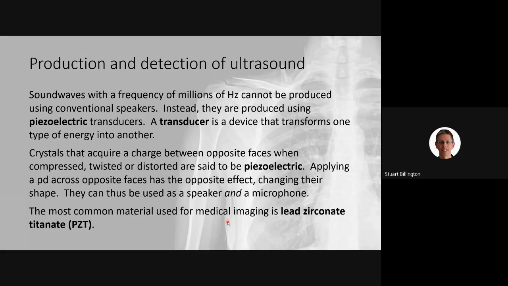You don't need to memorize the name of any of the materials that we use for this effect, but examiners may use this name with you. So lead zirconate titanate. Remember, lead has the chemical symbol Pb, so it's often abbreviated to PZT. You don't need to remember that name, but if it were to turn up in an exam question, you need to just go with the flow and not be thrown by it.